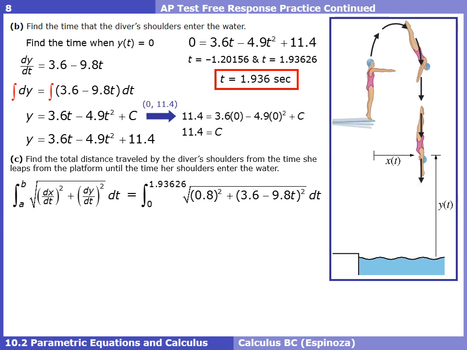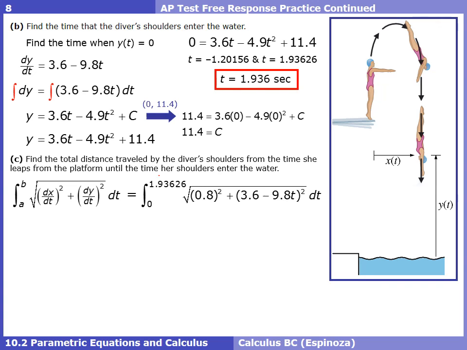And that's just a matter of taking the dx/dt and squaring it, taking the dy/dt and squaring it, adding those two values, and taking the square root. And then within all that, we're going to integrate from 0 to the time she enters the water. So you can see part B plays a very important part in this part C.